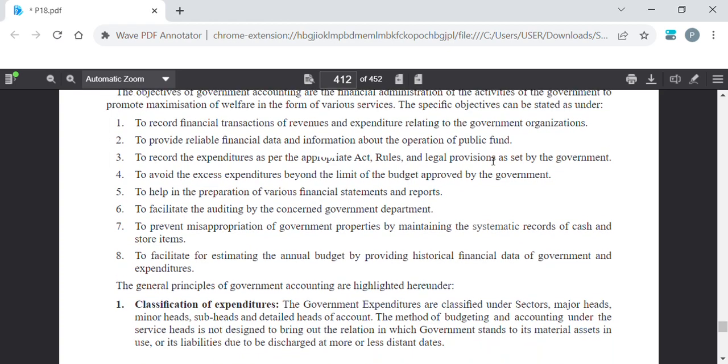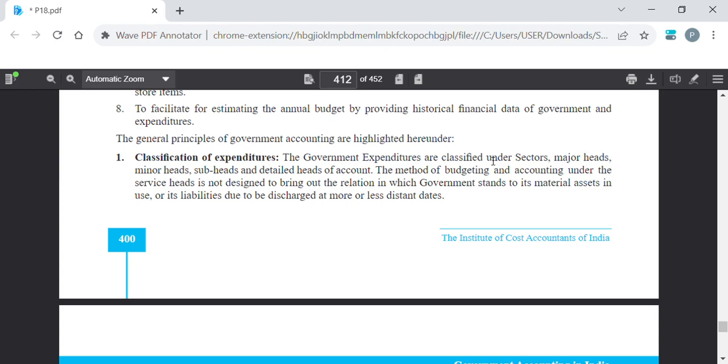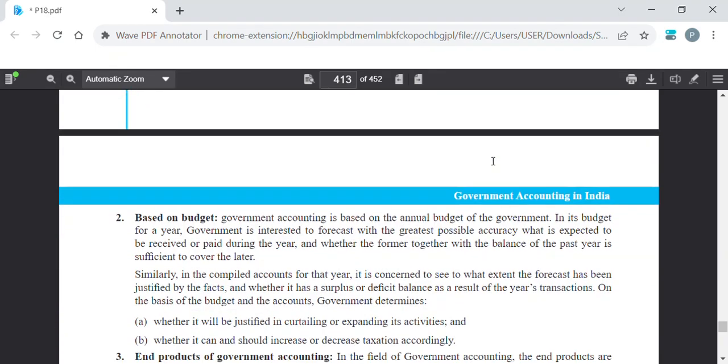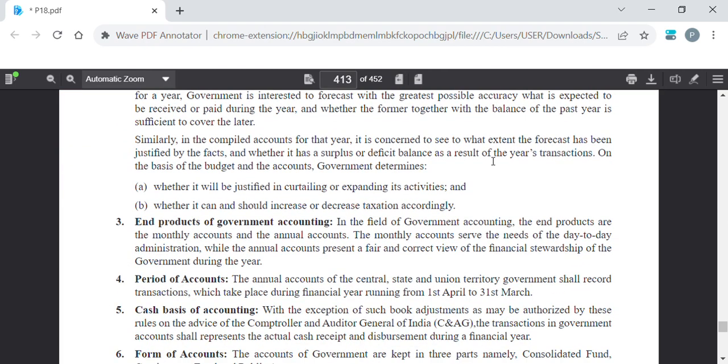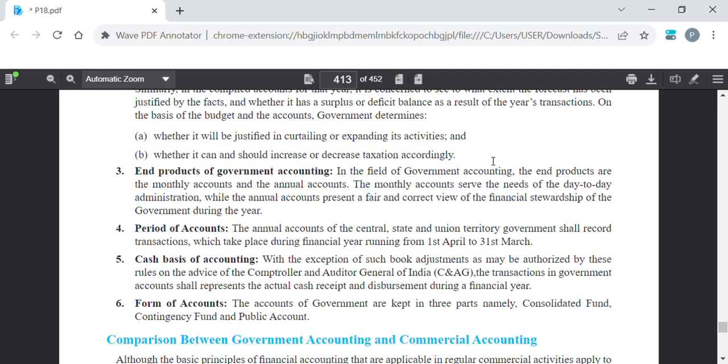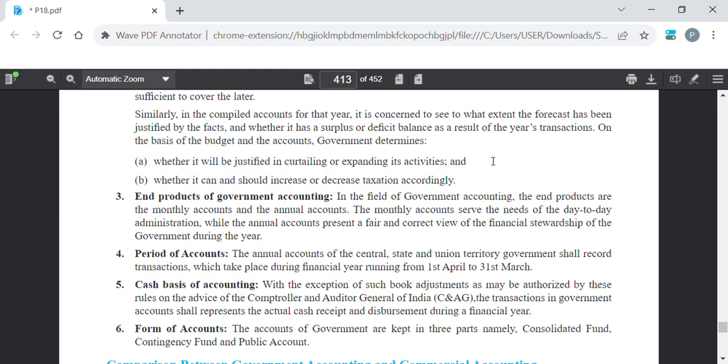Then you have the third answer. Your third answer is general principles of government accounting. I have also tried to make this in an easier version. Government accounting is based on budget, cash and form and classifies expenditure by end products for respective period. So you have here: classification of expenditure, based on budgets, end products of government accounting, period of accounts, cash basis of accounts and forms of accounts.